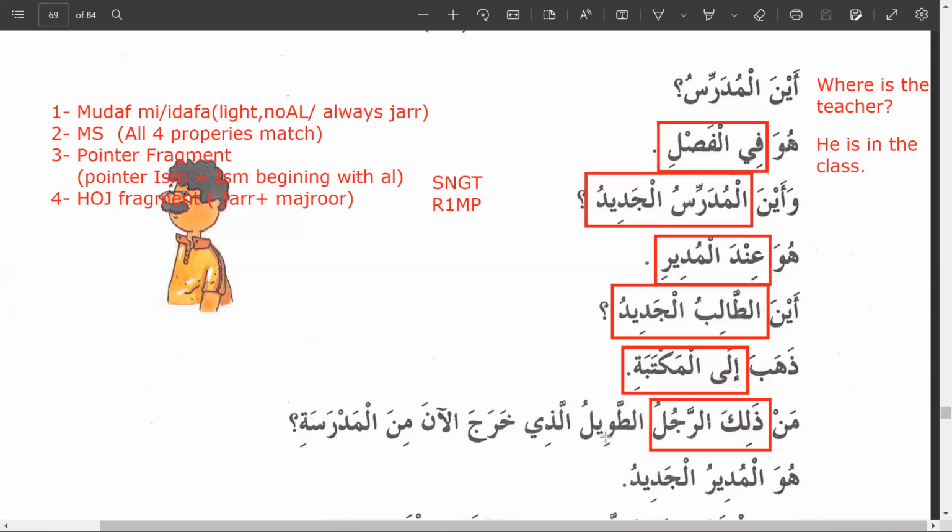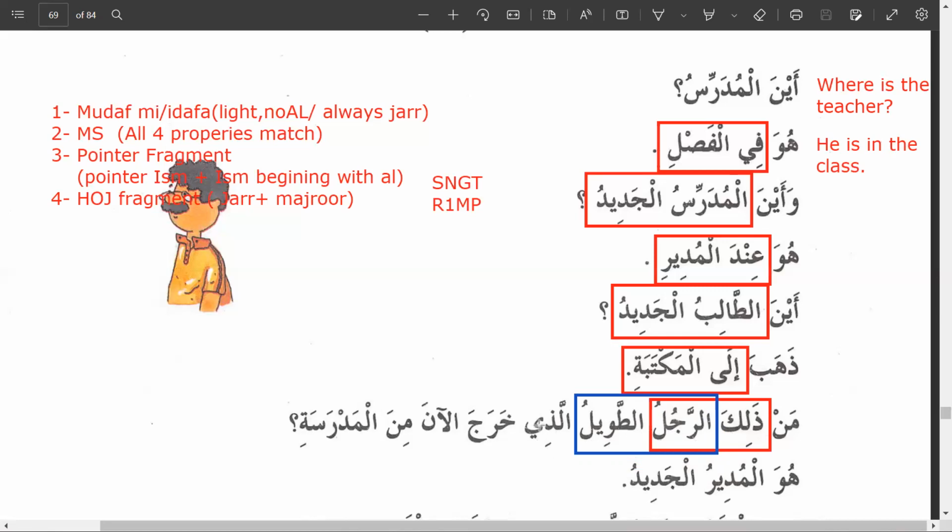At-tawilu, tall. At-tawilu means tall. So man, do you see another fragment coming on? Ar-rajulu tawilu. Yes, mawsuf sifa. So this is mawsuf sifa. Who is that tall man? Okay. Man dhalika rajulu tawilu. Who is that tall man?